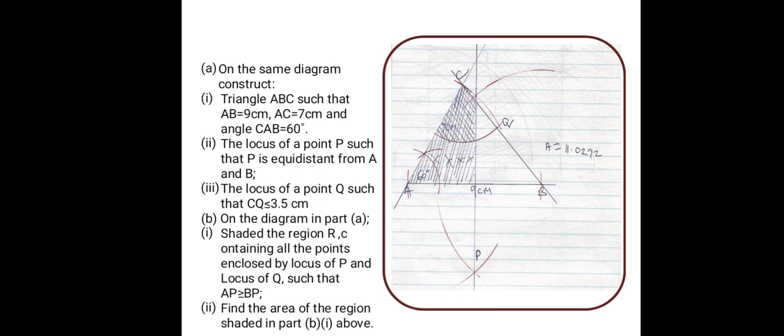B. On the same diagram in part A, 1. Shade the region R containing all points enclosed by the locus of point P and the locus of point Q such that AP is greater than or equal to BP. 2. Find the area of the region shaded in part B1 above.